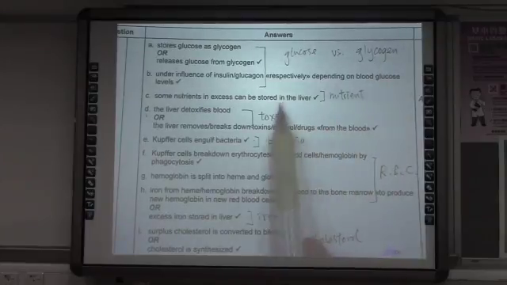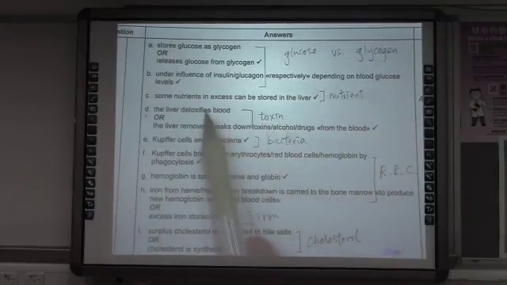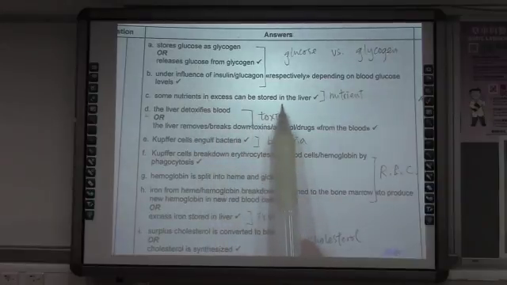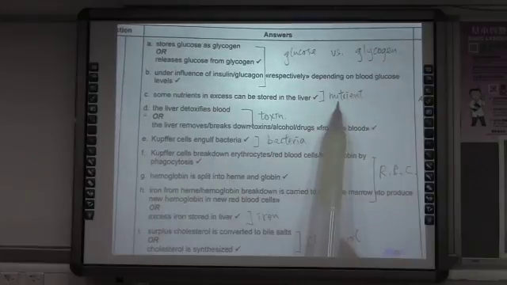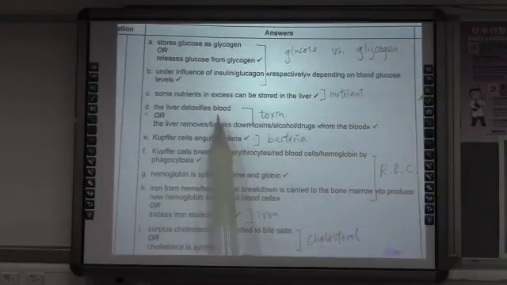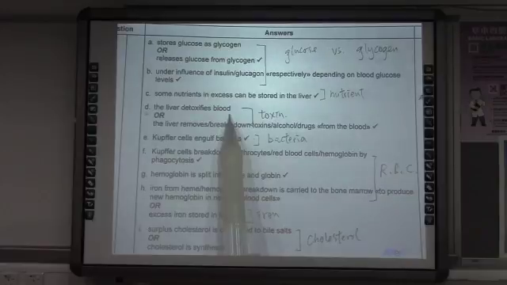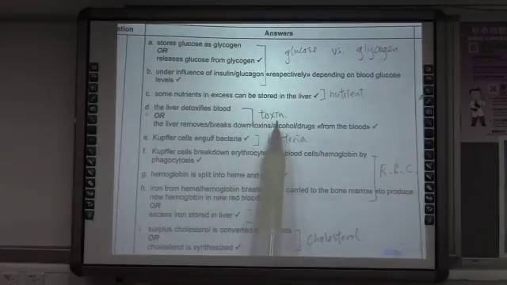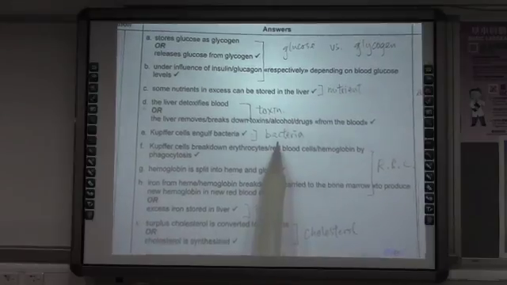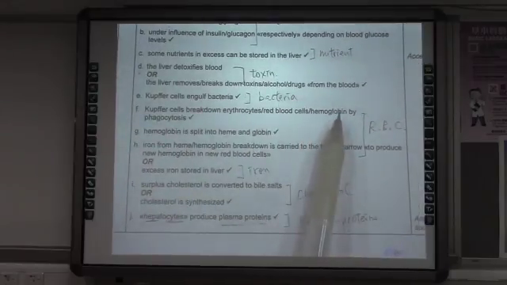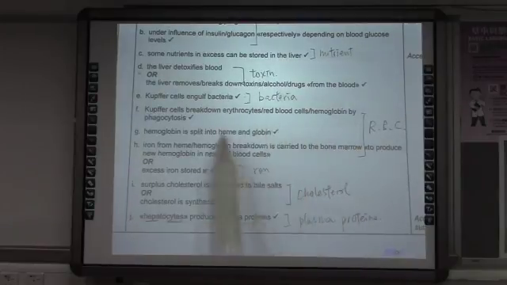Point C talks about excess iron, or some nutrients in excess, being stored in the liver. So nutrient storage is a chemical change, a change in chemical composition. D, the liver detoxifies blood, so it is also chemical components. E, Kupffer cells engulf bacteria, so bacteria belong to the cellular composition of the blood. And this one, Kupffer cells break down red cells.